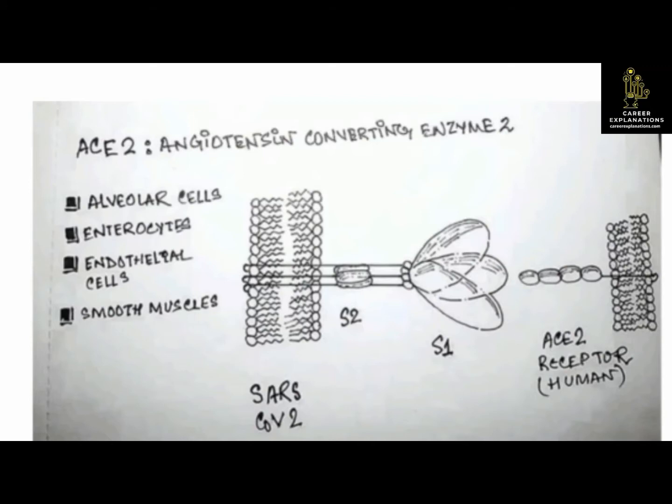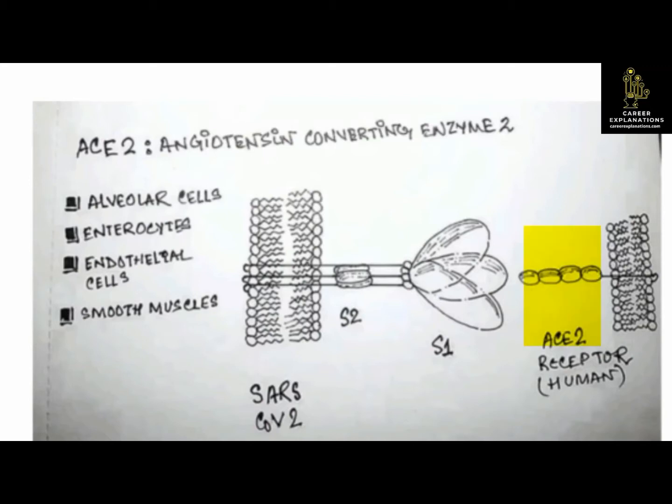More specifically, the binding of the spike S1 protein of SARS-CoV and SARS-CoV-2 to the enzymatic domain of ACE2 on the surface of cells results in endocytosis and translocation of both the virus and the enzyme into endosomes located within the cells. Let's have a look at the location of ACE2 receptors within the human body.